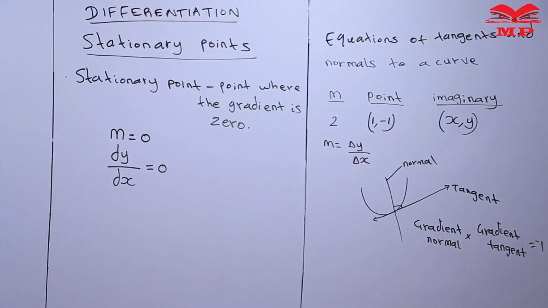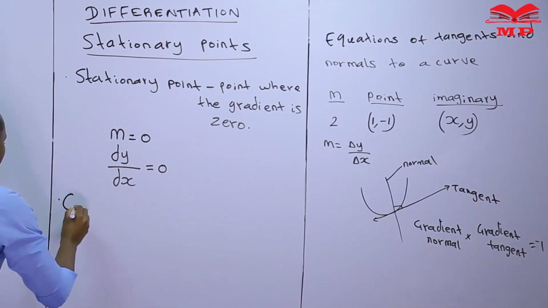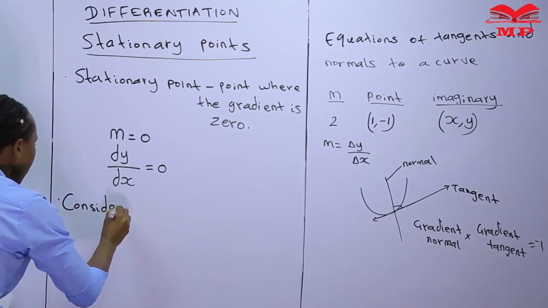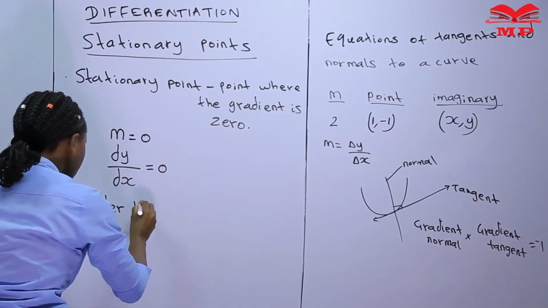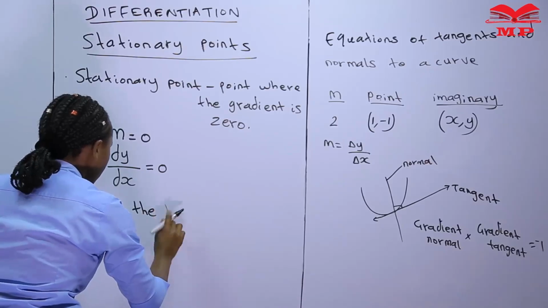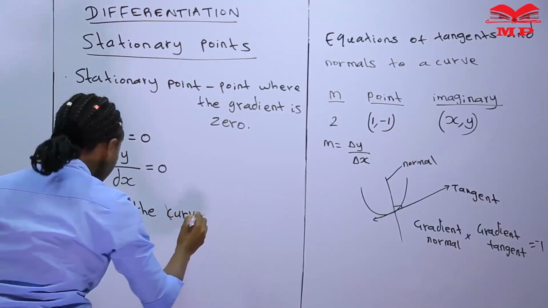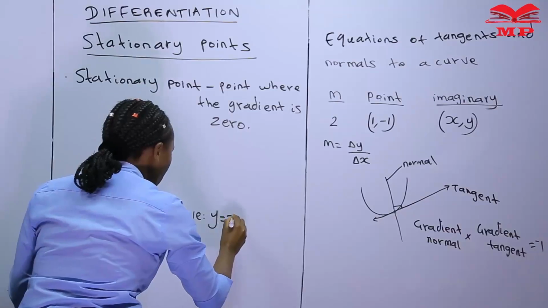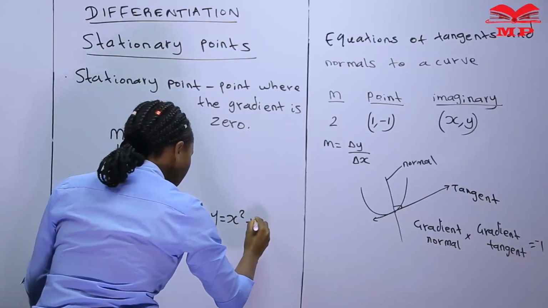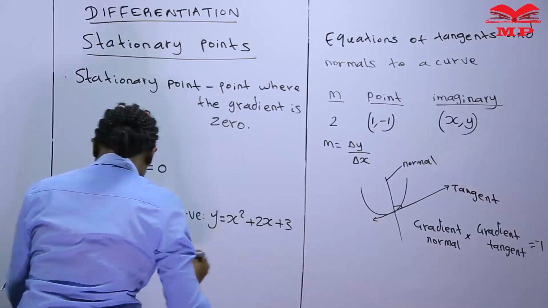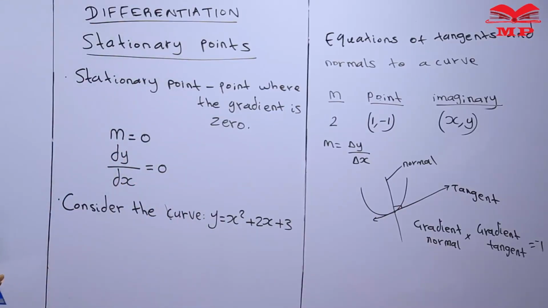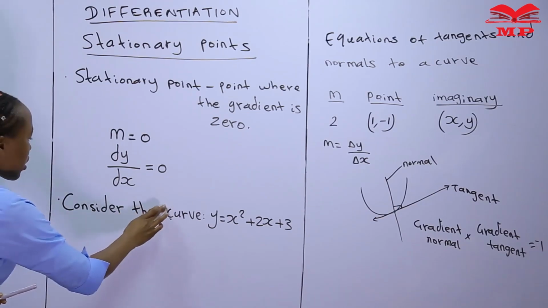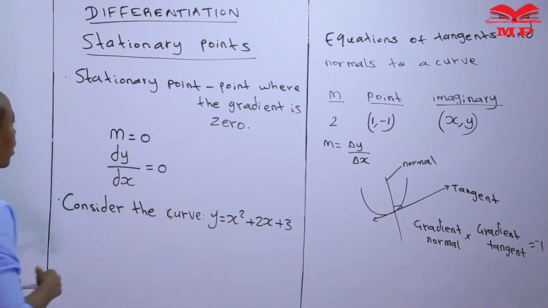And I would like us to consider an equation here. Consider the curve. This is the equation of the curve: y is equal to x squared plus 2x plus 3. And we want to see about the stationary point. We have seen that the stationary point is the point where the gradient is 0.